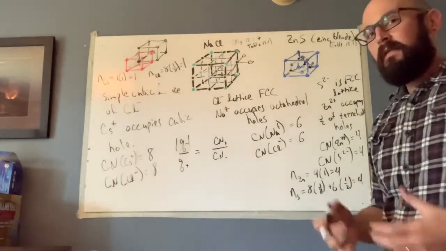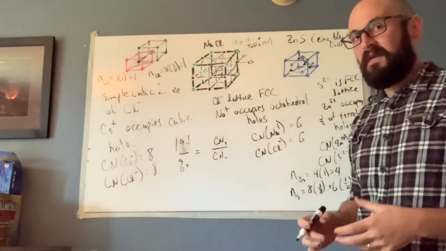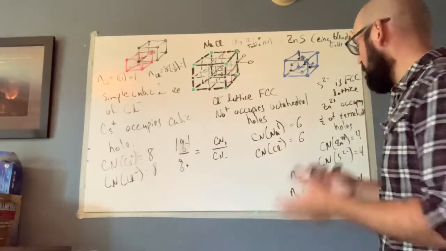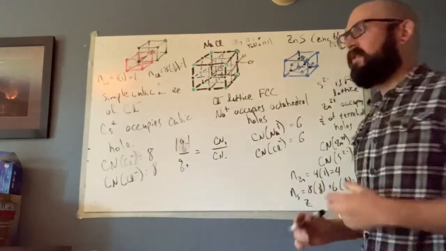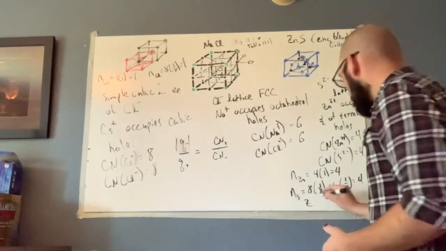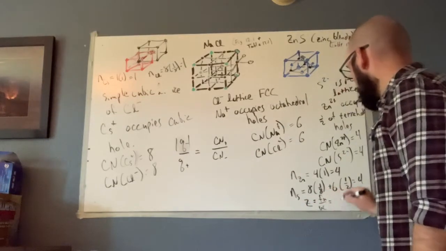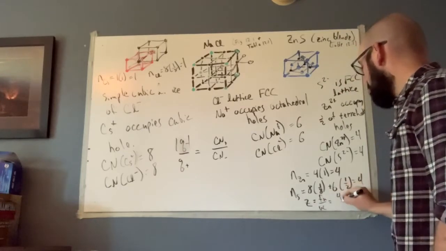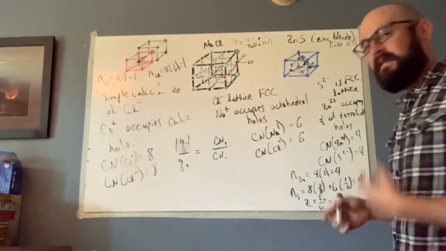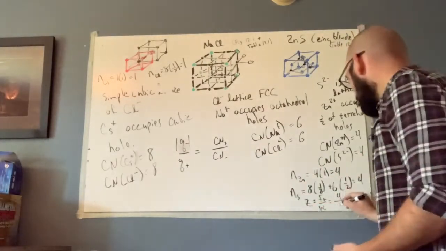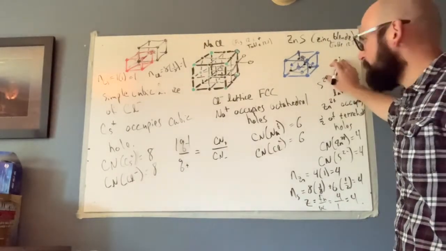We can define the number of formula units in our unit cell as Z. So in crystals, or in crystallography, we define Z as the number of formula units per unit cell. We have, in this case, 4 formula units. The formula unit, of course, is ZnS. We have 4 zincs and 4 sulfides, so 4 formula units in one unit cell. So Z in this situation is equal to 4.